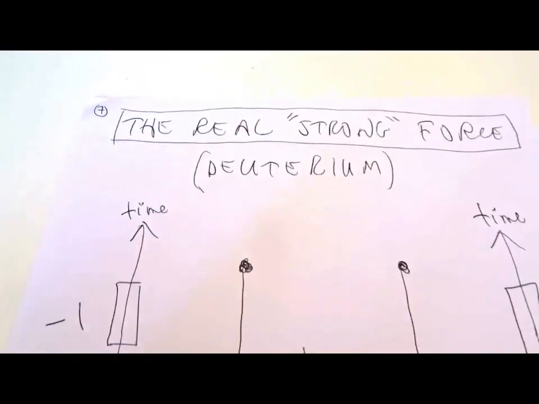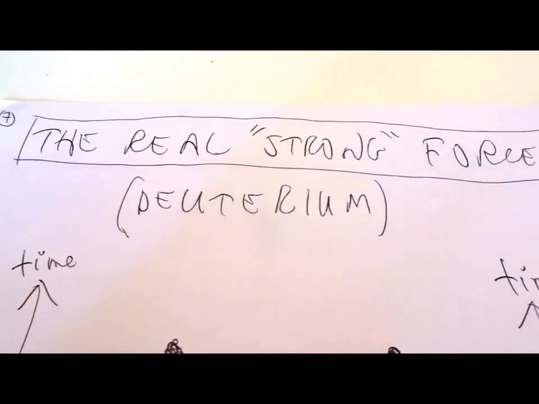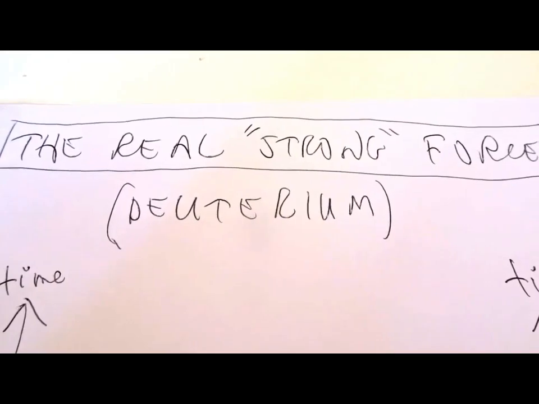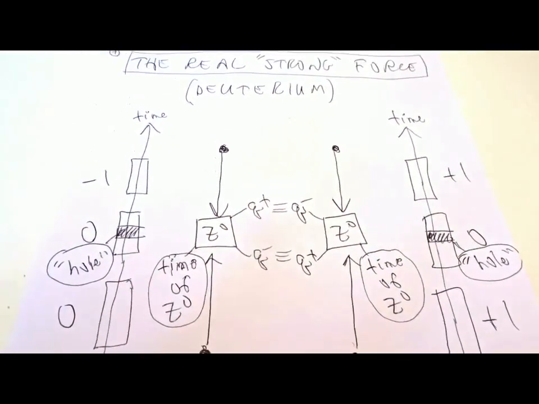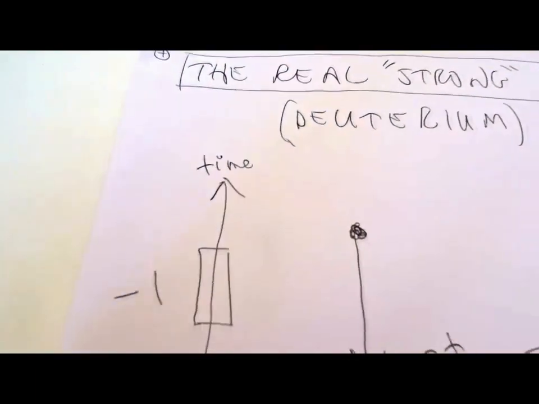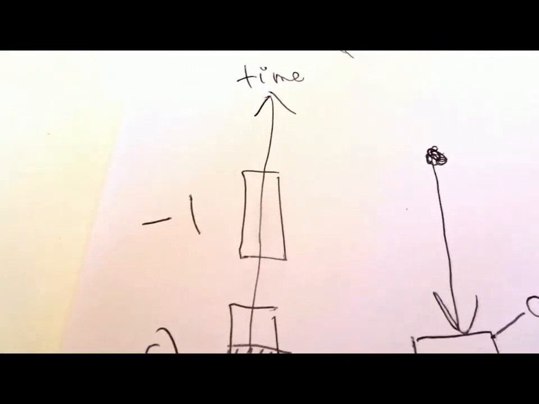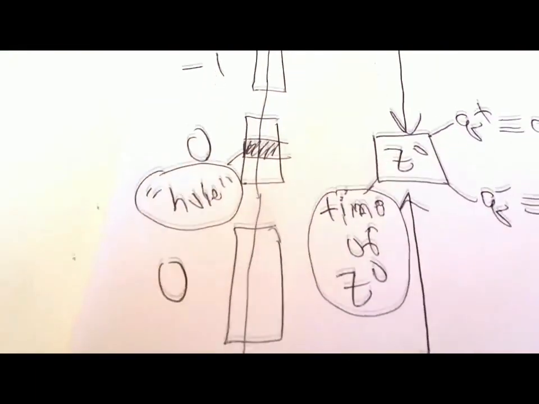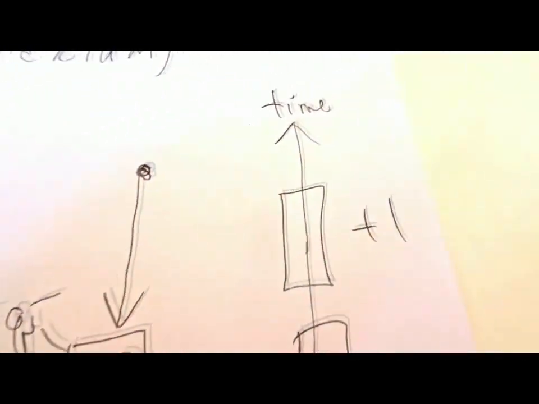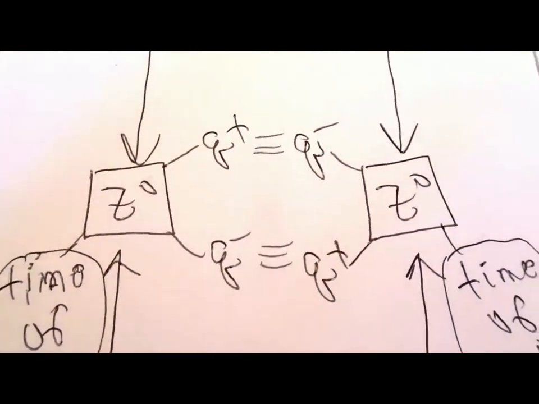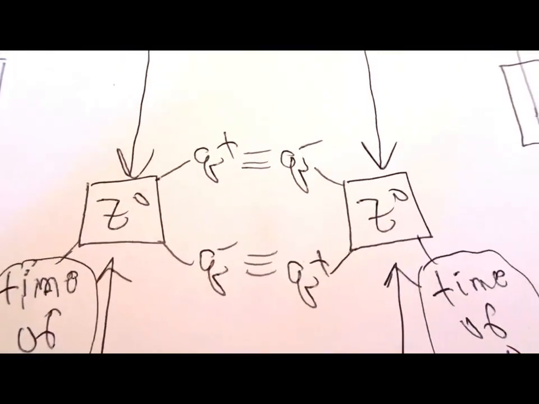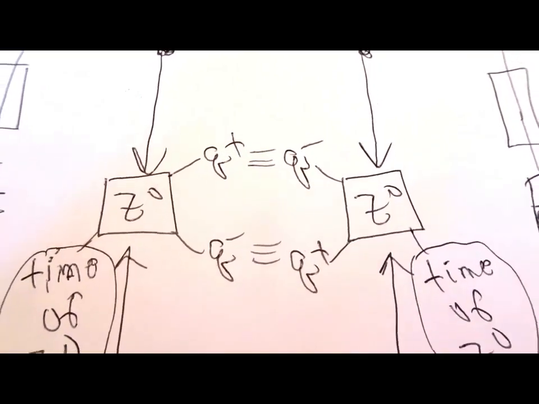Now we will show the calculations for a real strong force for deuterium, which is just a neutron and proton sticking together. We have two quarks this time, moving forward through time, one with charge minus 1, 0, 0, the other with plus 1, 0, plus 1. Both of them oscillate to Z0 particles, form anti-quark-quark pairs, which create pions for the strong force.